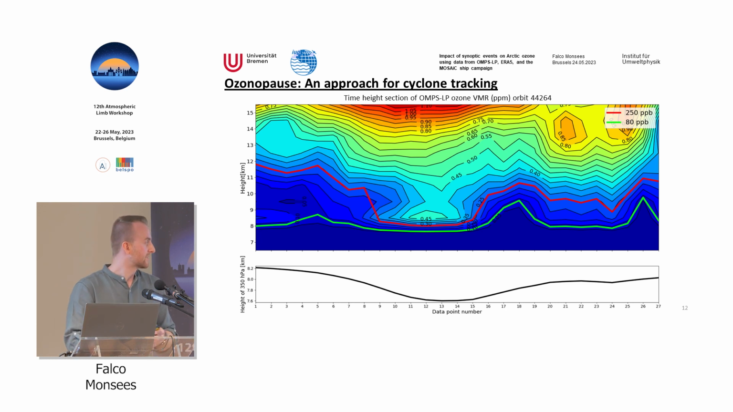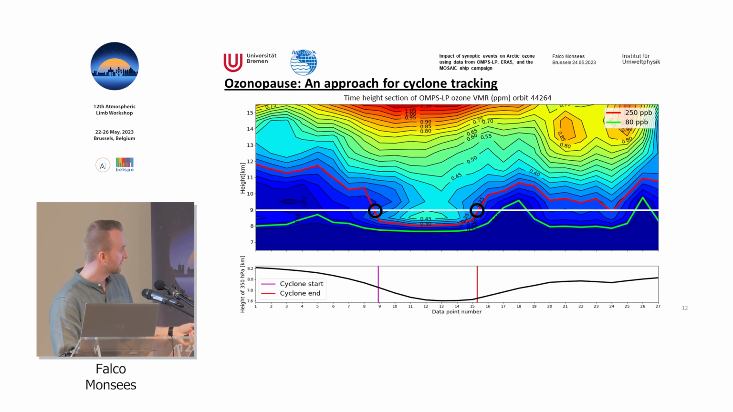So we were trying different definitions that are at least a bit higher, and actually the best definition that suited our intention was the 250 parts per billion definition, because it's low enough to get influenced by most cyclones, but still high enough to be measured with the OMPS LIMP data. And we then thought about what height this level has to sink below to be defined as a cyclone. And for this height, we chose the lowest height we can measure with our product, so 9 kilometers.